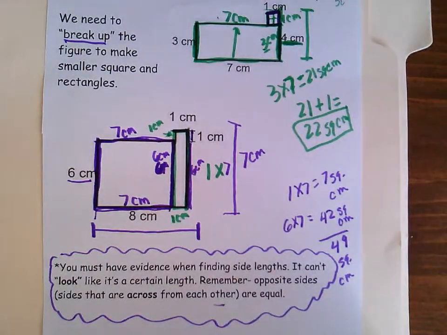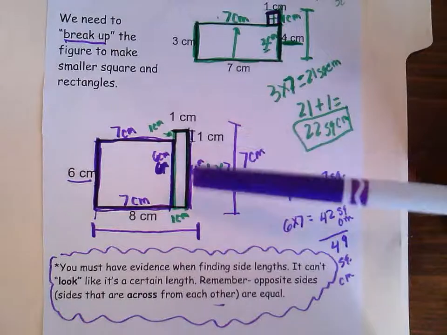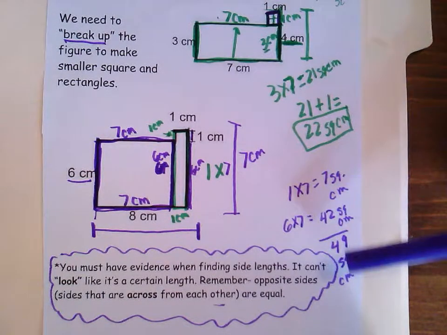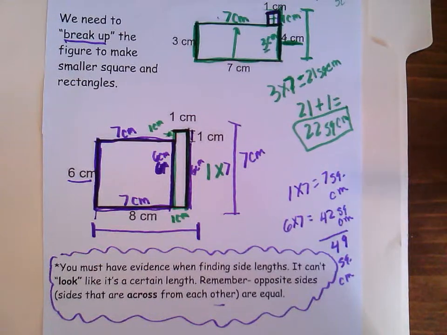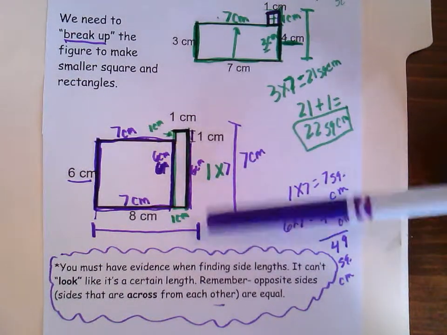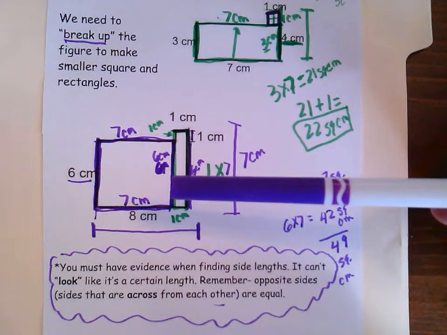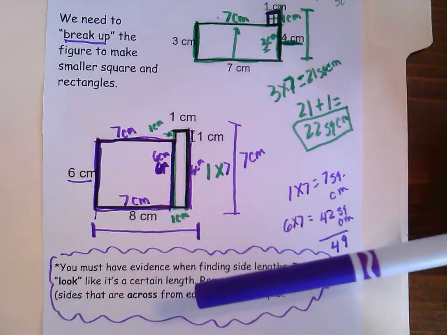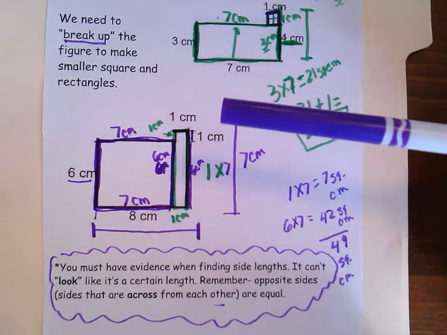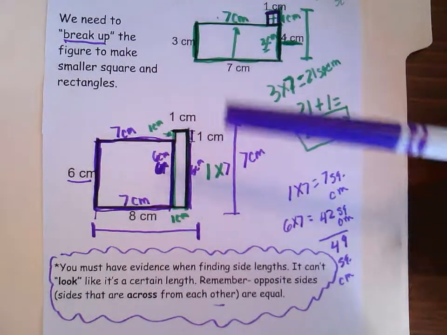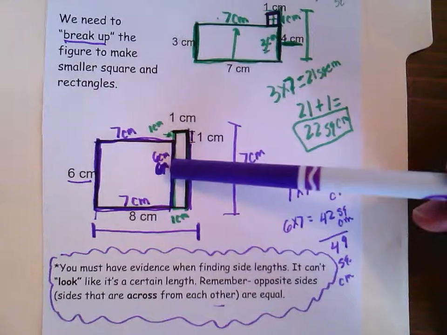So again, when we look back at this, there was a lot of work we needed to do ahead of time to be able to get to the point where we can use the formula length times width equals area. I first broke up my figure, and then I went through figuring out what pieces match up with each other. And remember, we can never say, well, it looks like it's 1 centimeter, or it looks like it's equal to this piece. We always must be looking for opposite sides.